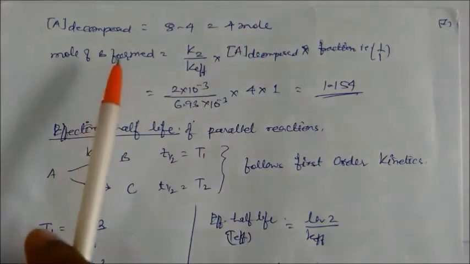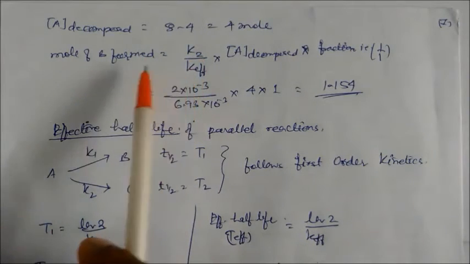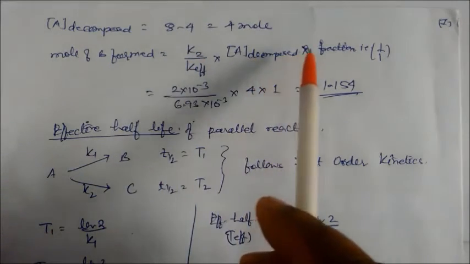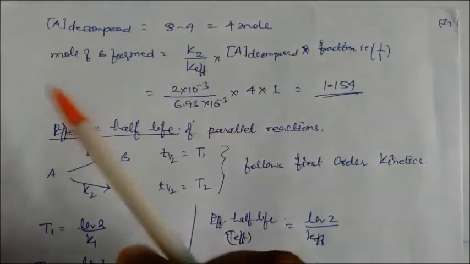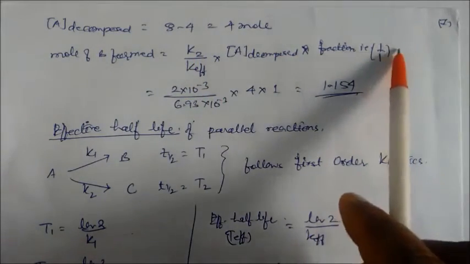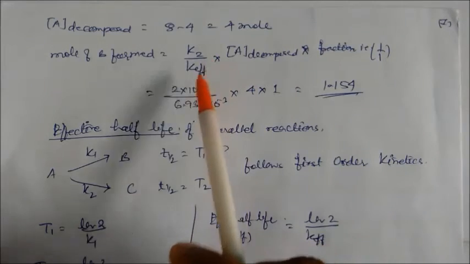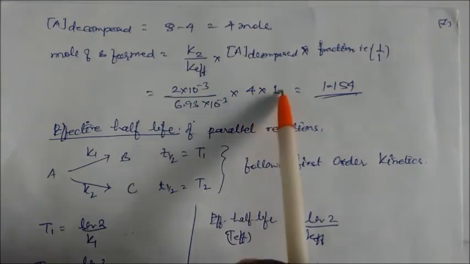So moles of B formed is nothing but K2 by K effective, use the formula, into A decomposed, into the fraction of these 2 concentrations. So 1 by 1, that is 1 by 1. So just substitute this value, K2 this much, K effective this much, 4 into 1, so you will get this much value.